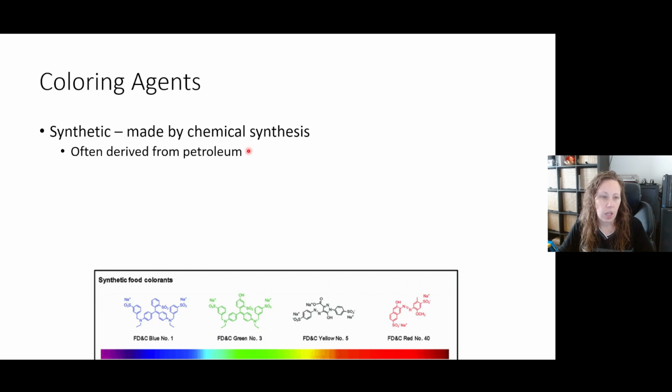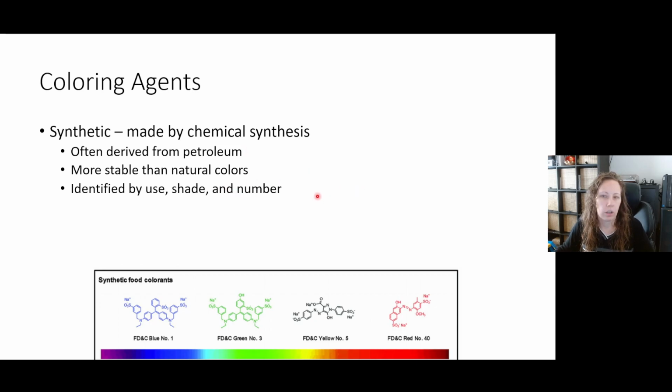The advantages of using a synthetic coloring agent is they're often more stable than natural colors. They are less likely to oxidize and fade. And a lot of times the sourcing of it is simpler. You know, you aren't having to harvest the saffron, for example. It's just being manufactured. And so that can reduce the cost also.